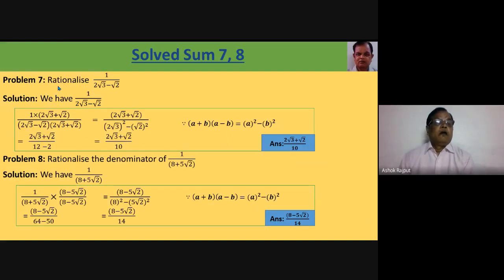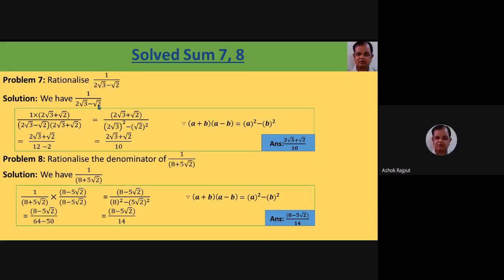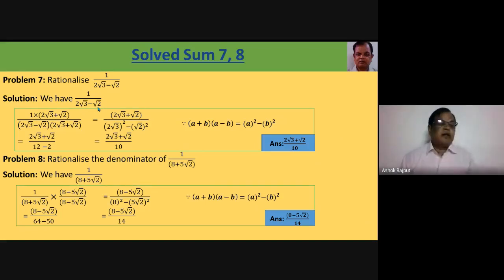Now rationalize 1 by 2 root 3 minus root 2. As we have here 1 by 2 root 3 minus root 2, we are seeing there are only two terms. It is so simple. So we will change the sign of the negative term in the denominator, as it is written here, minus root 2. So we can write it plus root 2 and multiply both numerator and denominator.